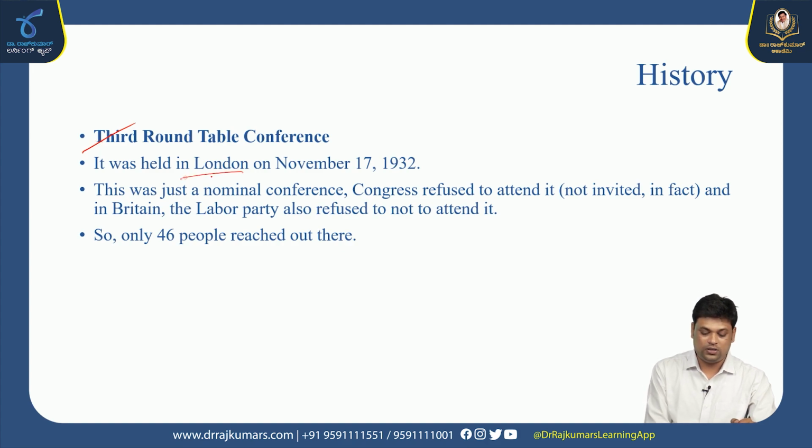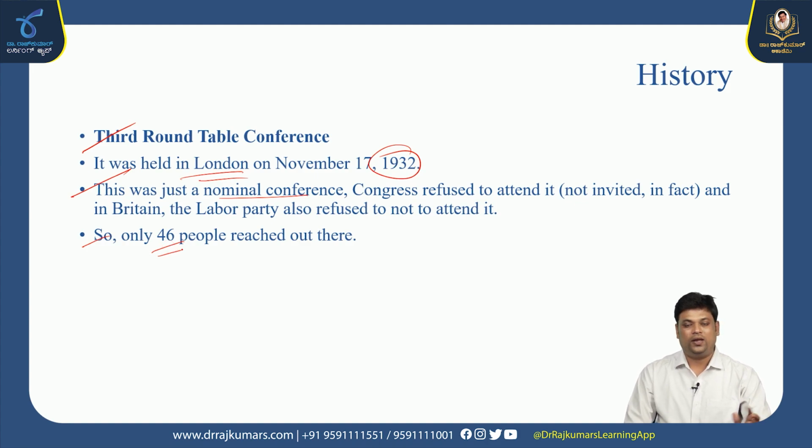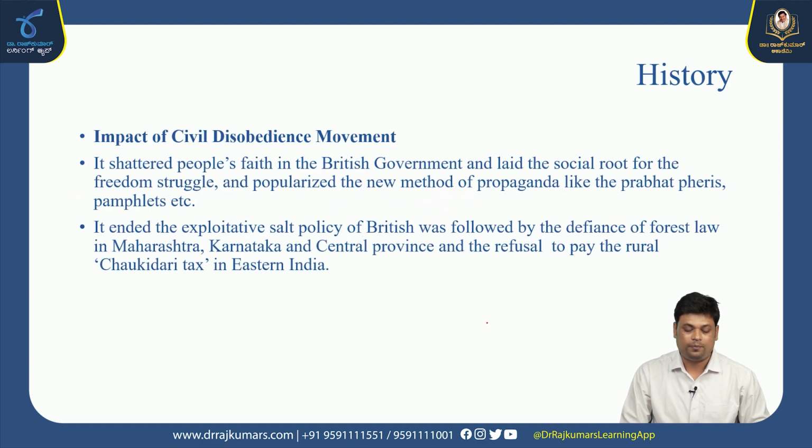The last Roundtable Conference was held in London in 1932. It was a nominal conference because Congress refused to participate, and only 46 people attended. Finally, a white paper was issued after this Roundtable Conference and the Simon Commission report. A combination of these two produced a new act called the Government of India Act 1935.